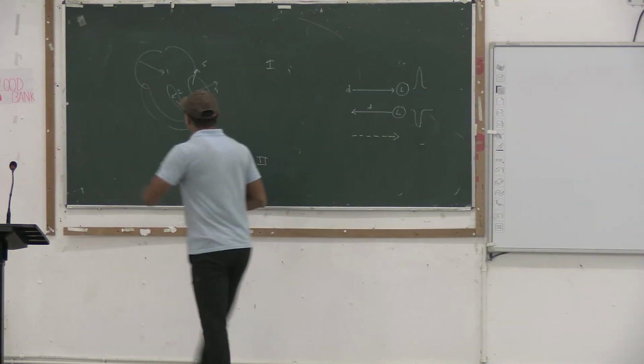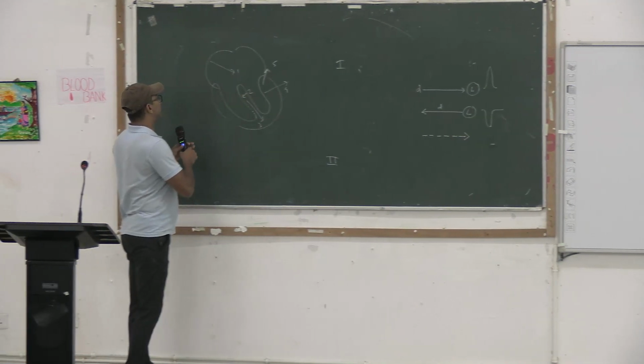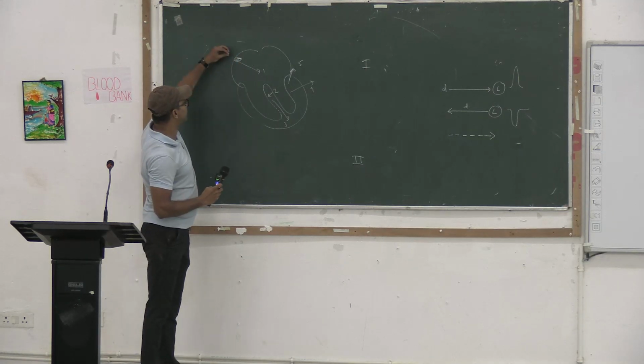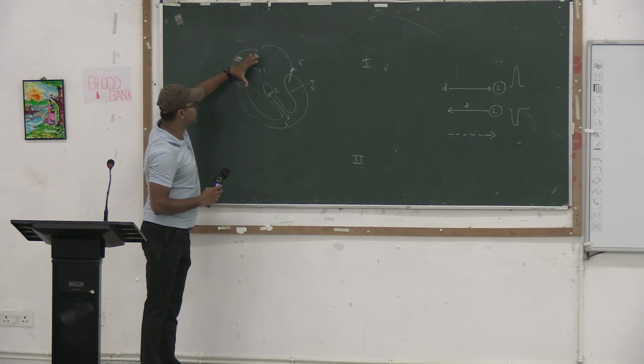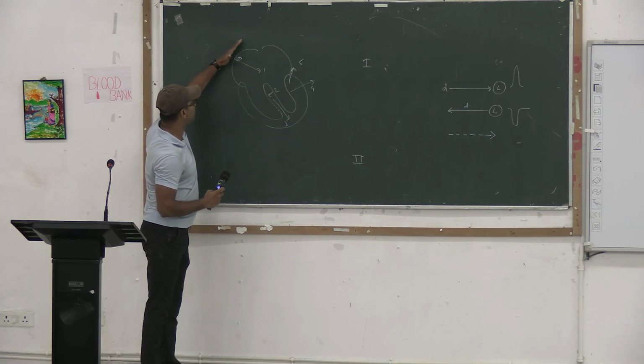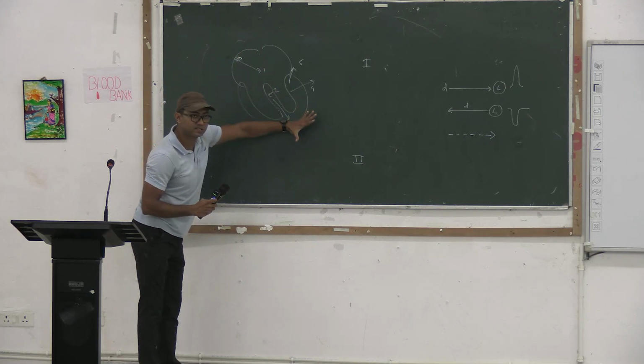So what is happening? Here is the location of the SA node, and from the SA node the depolarization wave travels. From the base of the heart to the apex of the heart, the heart is depolarized.